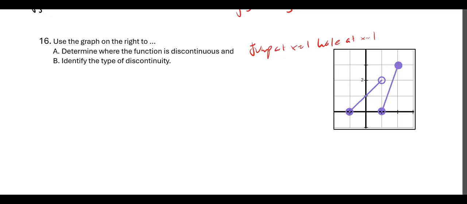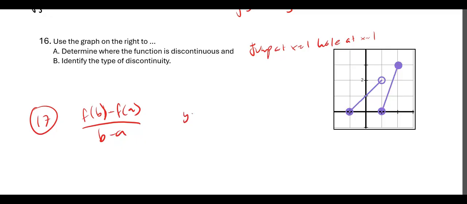17. Find the average rate of change. Remember average rate of change, guys. The average rate of change is f of b minus f of a all over b minus a, or as you know it, y2 minus y1 all over x2 minus x1.